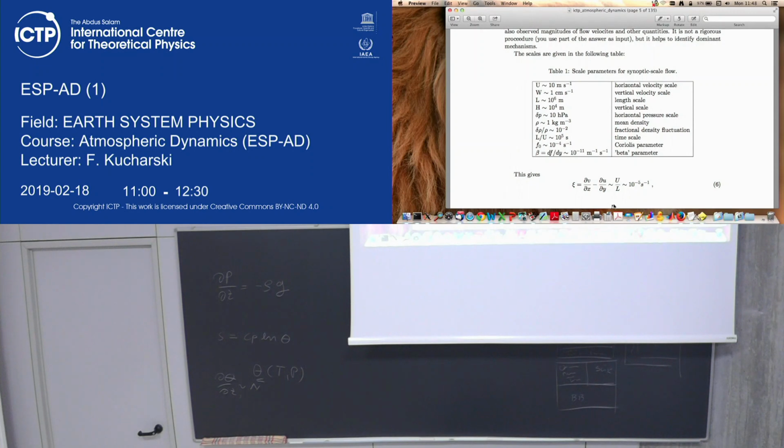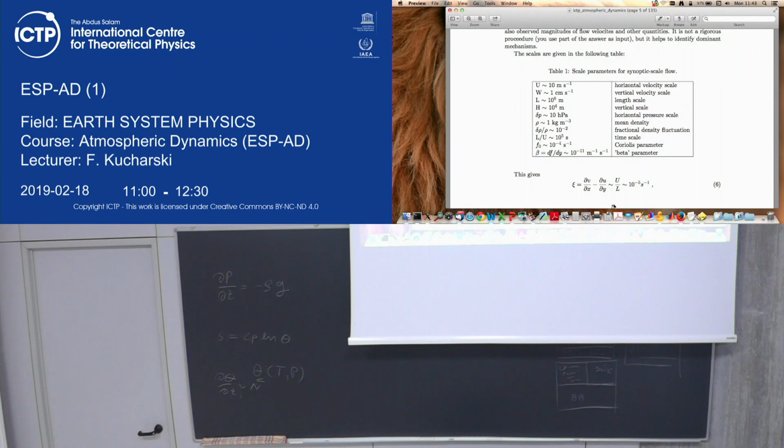Typical pressure perturbations, again, we have to make a measurement. 10 hectopascal is typical. Density itself is about 1 kilogram per cubic meter at the surface, but then of course it changes with height, it becomes smaller. More or less, if we go to 5 kilometers, it's only half of that. But that's the scale. Relative density perturbations are in the order of 10 to the minus 2.